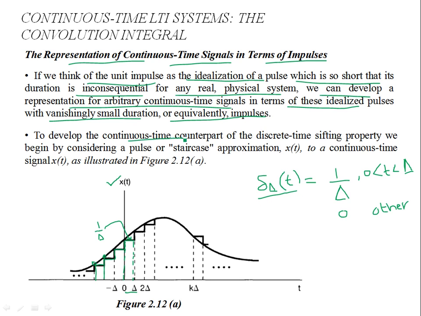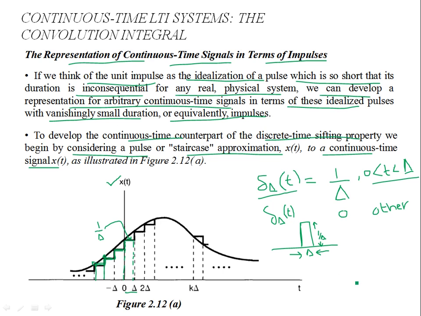To develop the continuous time counterpart of the discrete time shifting property, we begin by considering a pulse or staircase approximation x of t to a continuous time x of t, as illustrated in 2.12a. We have a staircase form of approximation where each pulse has a finite duration of delta and an amplitude of 1 by delta. If you look at this delta function, with subscript delta, against t, the duration is finite. It exists between 0 and delta, so the duration is delta and the height is 1 over delta. That means the area of this rectangle is 1.